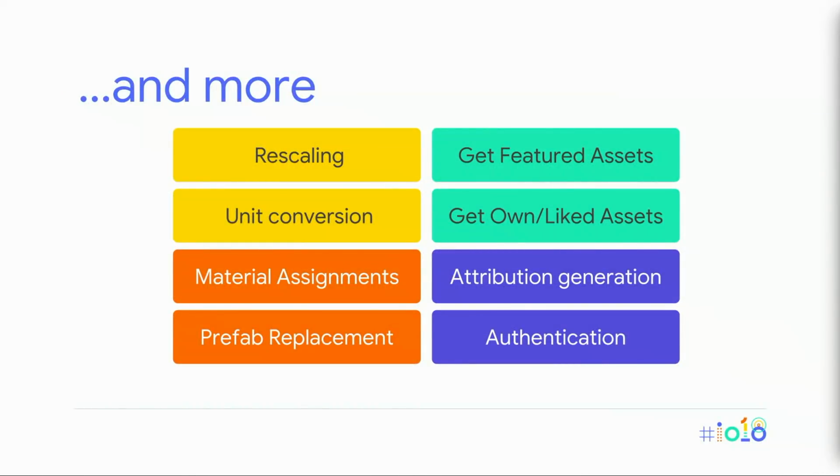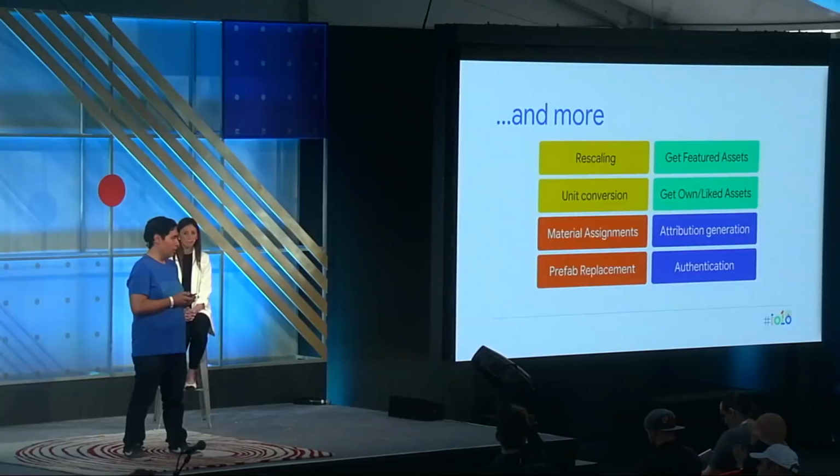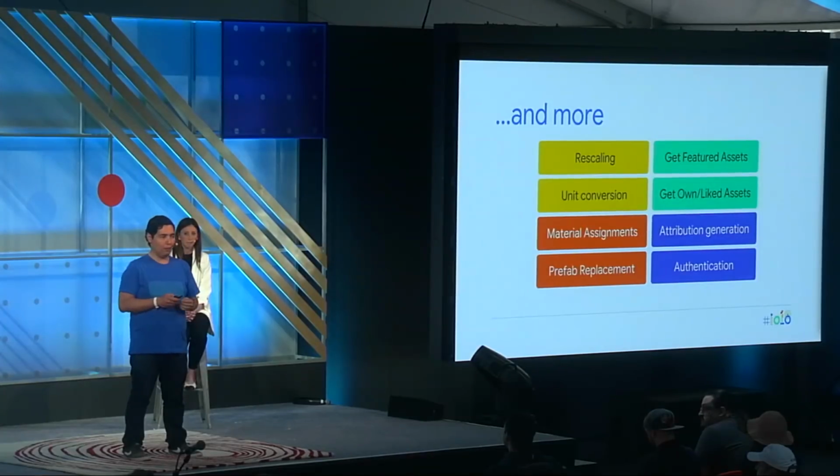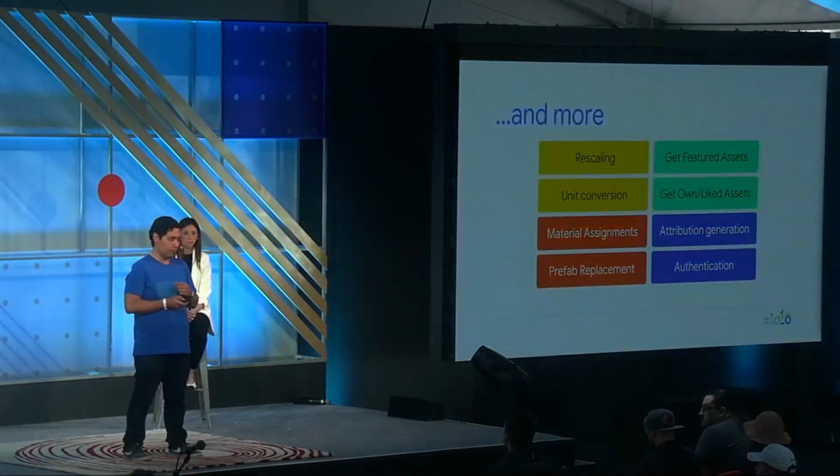And Poly Toolkit has a lot of other features that we're not going to cover. It does automatic rescaling of objects for you. It can convert units, so if your scene is in centimeters and the object is in meters, it's going to convert. And you can get the featured assets. You can get the user's own assets. You can get even the assets that the user has liked. You can change the material assignments if you have a different look for your app and you need specific materials. We even do automatic attribution generation, so you don't have to keep track of which objects you downloaded from where. We just automatically generate a copyright file that you can display in your app.